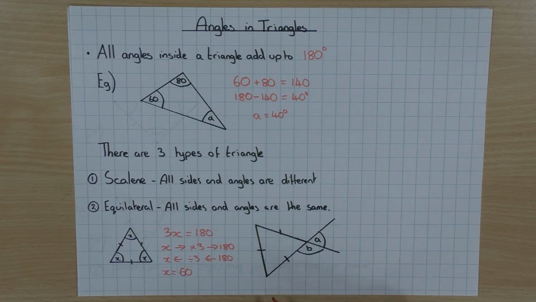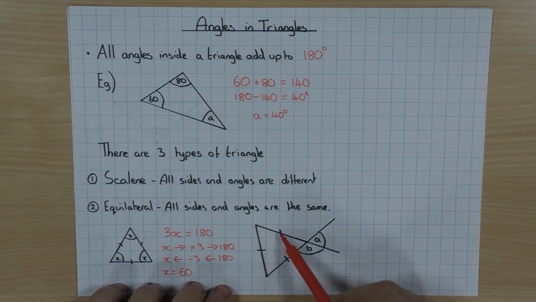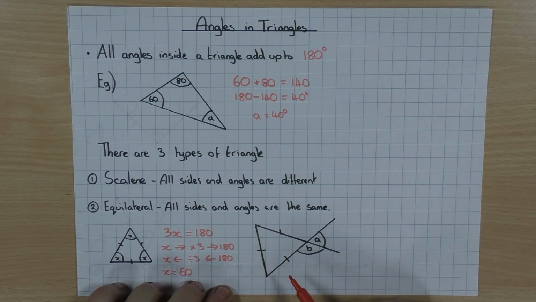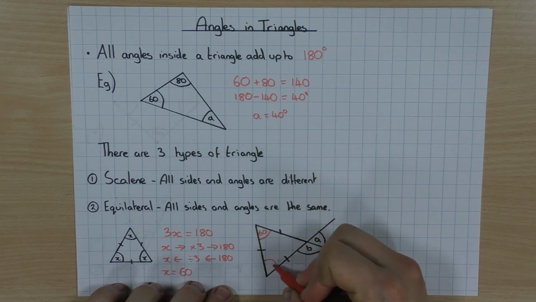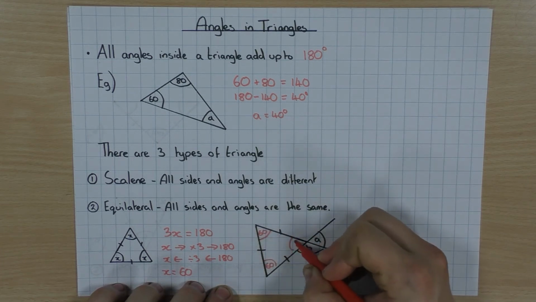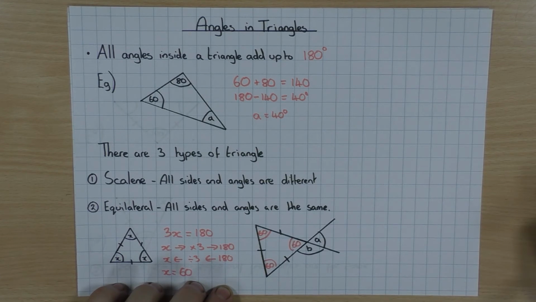Because I know that the angles in an equilateral triangle are going to be 60, that's going to help me with my second question over here, where again, because I've got lines going through these three sides, I can recognise that this is an equilateral triangle. And all the angles in an equilateral triangle are always 60. So the first thing I can do is put those angles in without any problem whatsoever.